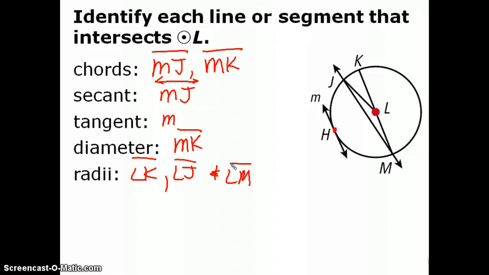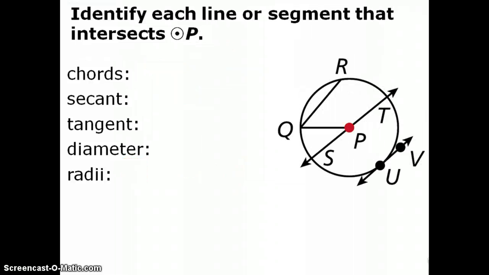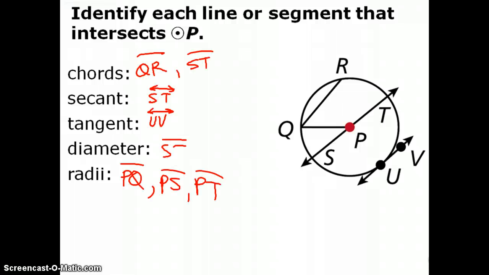Now I'm going to let you go do one right now. Go ahead and fill in all the chords, secants, tangents, diameters, radii. Press pause now, do it, and when you come back, you'll check it with my answers. So here are the answers. See if you got them right. If you haven't done it yet, don't look at this. Quickly pause it and then do it on your own.